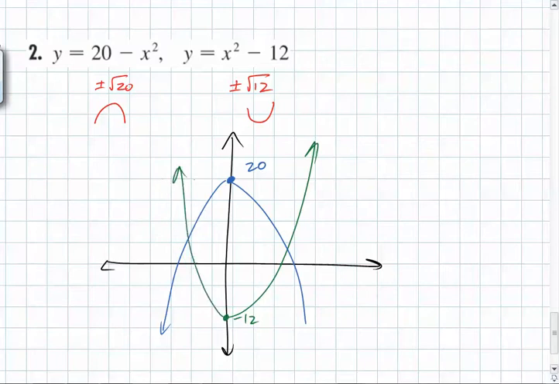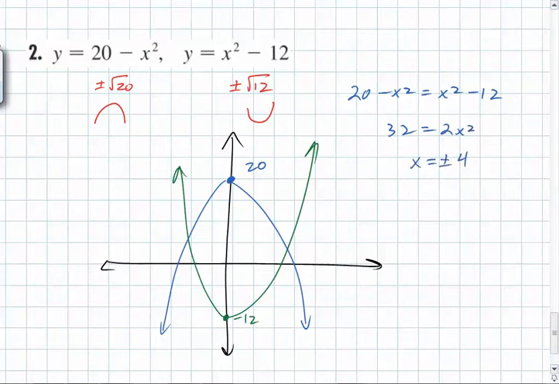Something like that. It is supposed to be symmetric, right? Yeah. Not doing a very good job on that sketch. It looks perfect. Thank you. So you have to find the intercepts. Yes. So 20 minus x squared is equal to x squared minus 12. So you have 32 is equal to x squared, so x is plus or minus 4.